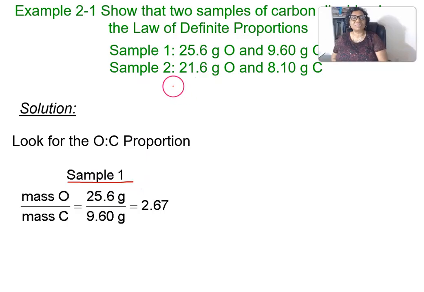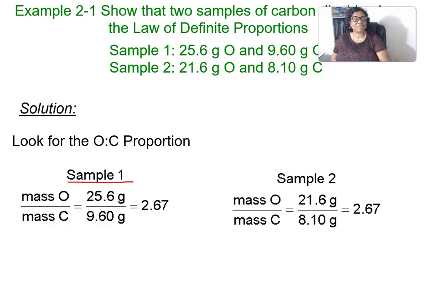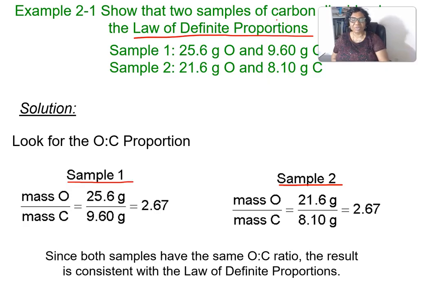Now let's look at sample 2. In sample 2, we have 21.6 grams of oxygen and 8.1 grams of carbon. Let's see what the proportion of the elements will be. The ratio of oxygen and carbon is also 2.67. So it shows that carbon dioxide obeys the law of definite proportion. Since both samples have the same ratio of oxygen and carbon, the result is consistent with the law of definite proportion.